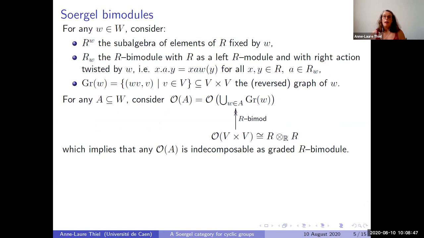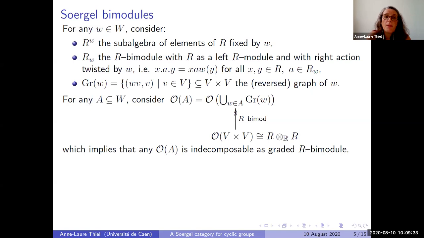And now we can define Soergel bimodules. So for any element w of my Coxeter group, I will consider three objects. First, R^W, which is the subalgebra of elements that are invariant under the action of W on R. Then R_w, which is an R-bimodule, which is just R as left module, but where the action on the right is twisted by w. Often they are called standard bimodules in the literature. So on the left we act by normal multiplication, and on the right an element will act by multiplication by w of this element.